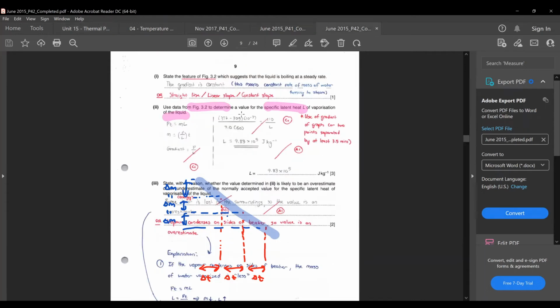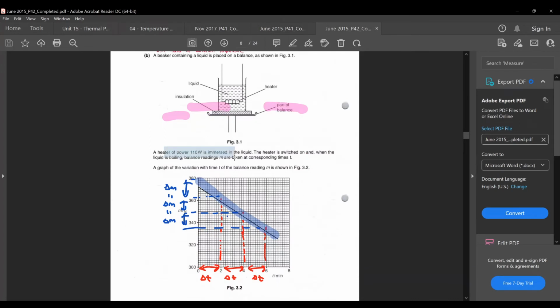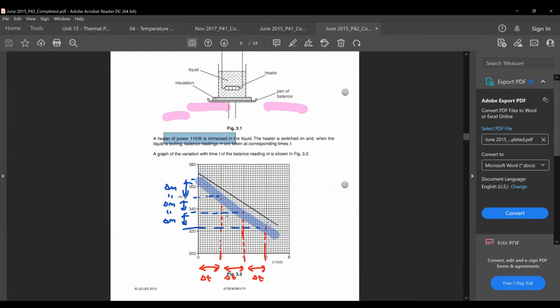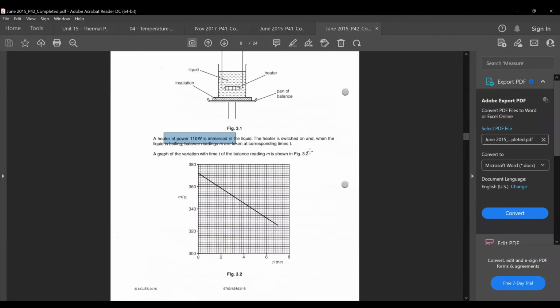You can't really use it here because in your current case, they never give you a different power setting. They never mention to you that they are repeating the experiment with a different power setting. They never did any of that. So you cannot use the method that you have used previously, where you use two different equations and subtract one from the other. This one you have to just ignore heat loss to surroundings. The only way you can do this question is to ignore heat loss to surroundings.